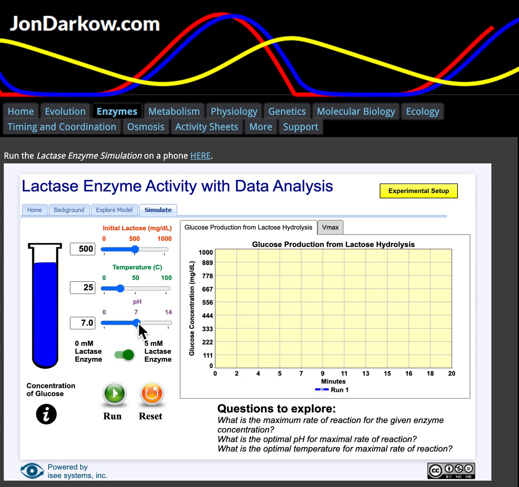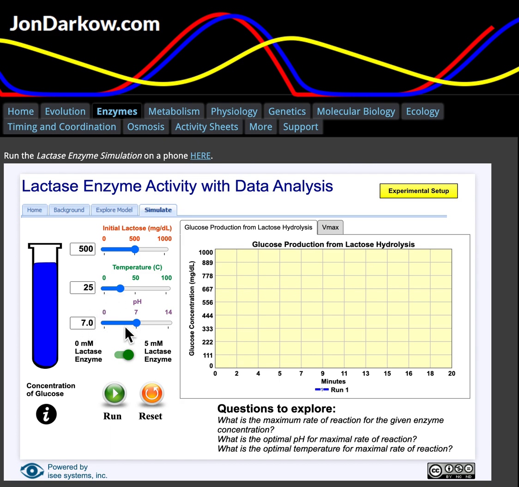Remember that with pH, if you go below 7, you are making the environment more acidic. 7 is considered neutral. If you go above 7, you are making the environment around this enzyme more basic. First, in order to collect data, I will just collect data at the default settings, which is actually all of the trials that you got in your pre-lab. All the data you got in the pre-lab was at an initial lactose concentration of 500 milligrams per deciliter, a temperature of 25, and a pH of 7.